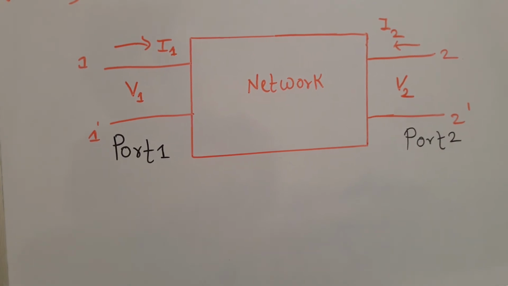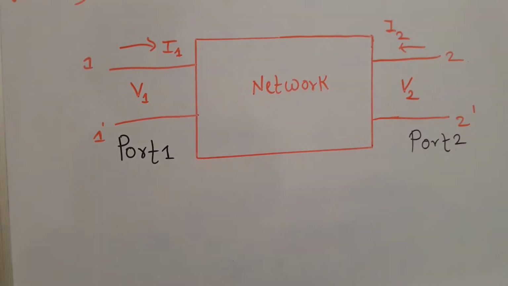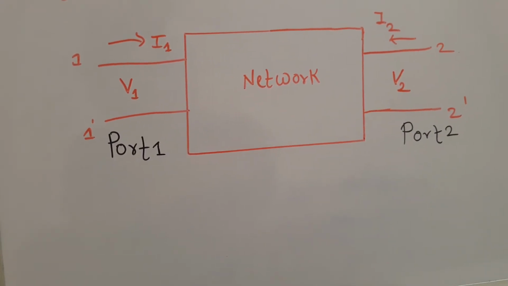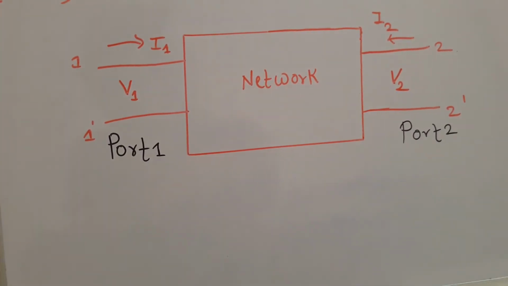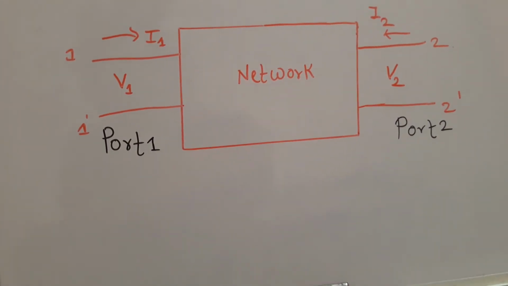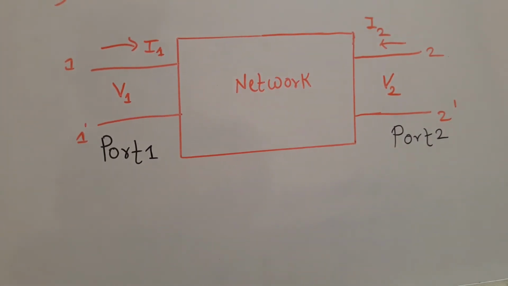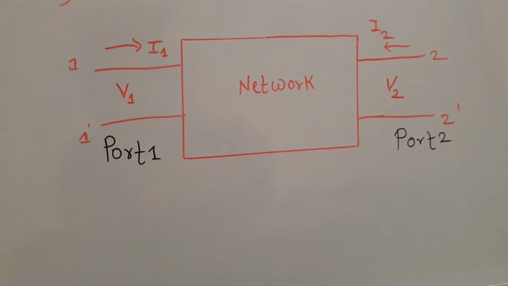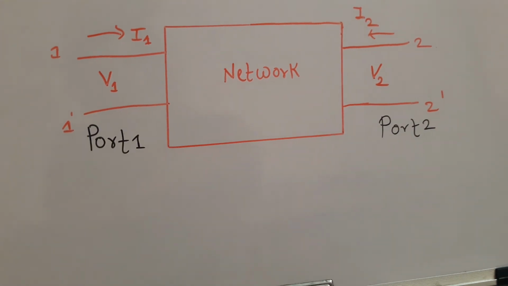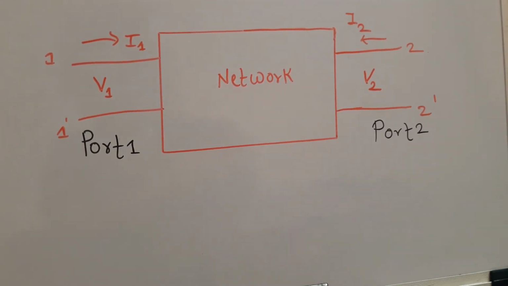Voltages and currents are assigned to each of the ports. For example, V1 and I1 on the left hand side, port 1, and V2 and I2 are shown on the right hand side, port 2. Here four different variables are shown: V1, I1, V2 and I2. Out of these four, two of the variables are dependent and two of the variables are independent.